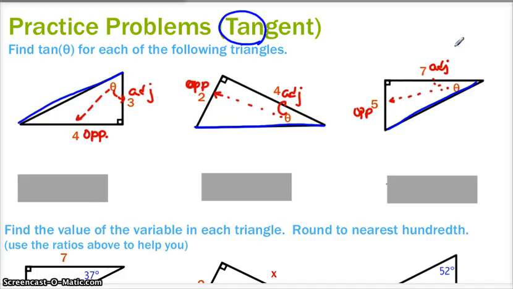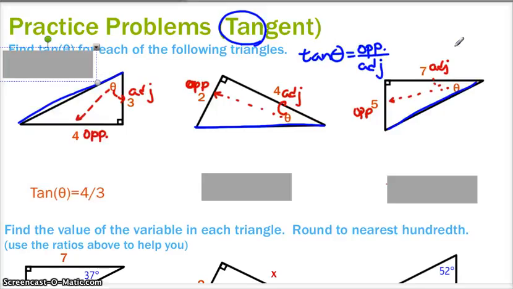Because we're dealing with tangent, tangent of theta always equals the opposite length on top and the adjacent length on the bottom. So when I set this up, my first one's going to be the tangent of theta. The opposite value is the 4, it's going on top of the fraction. The adjacent value is the 3, so it's going on the bottom. You cannot just have tangent equals. It needs to be tangent of theta because this is an angle measurement.